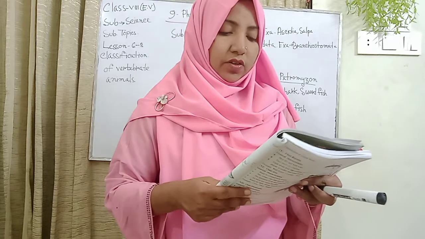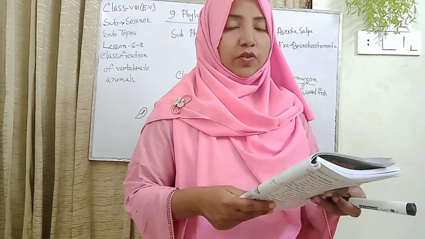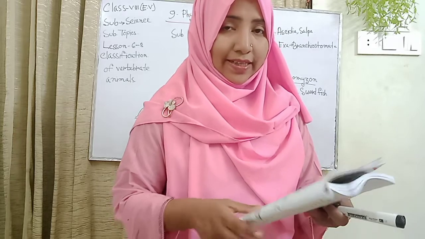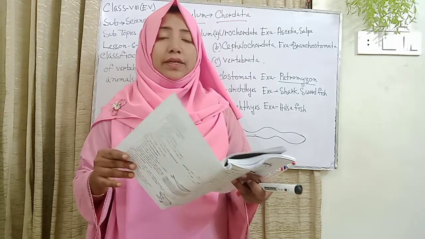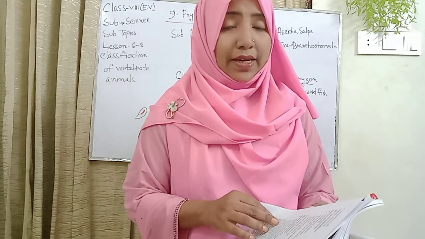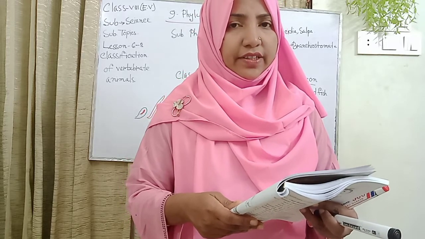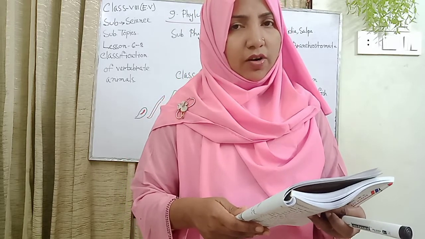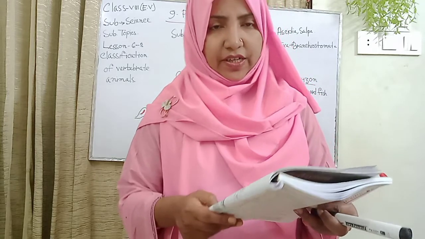And the last class is Osteichthyes, which are also fish-type. Dear students, again I repeat. The first class is Cyclostomata, which live in the marine environment and sea. The second is Chondrichthyes, which are all marine. And the third is Osteichthyes, which are fish-type.